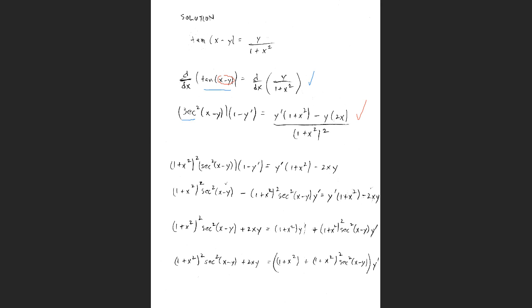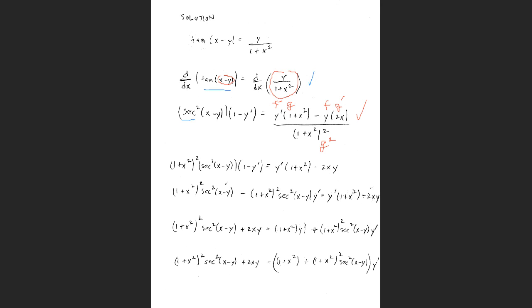On the right-hand side, we had to use the quotient rule on the derivative of y over 1 plus x squared. The quotient rule is f prime g minus f g prime, all over g squared. Okay.